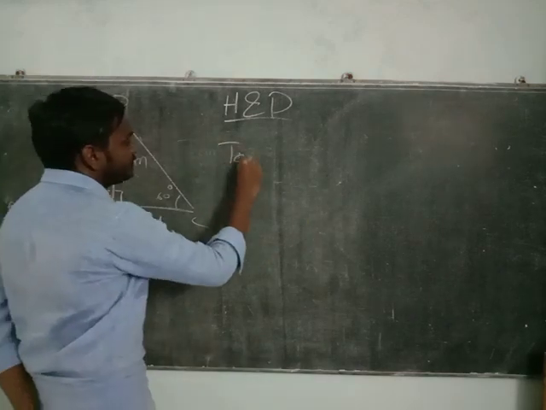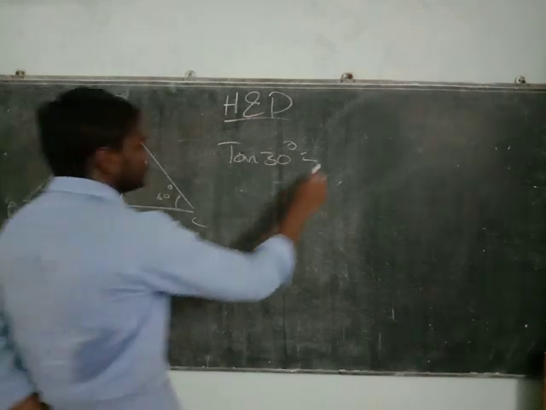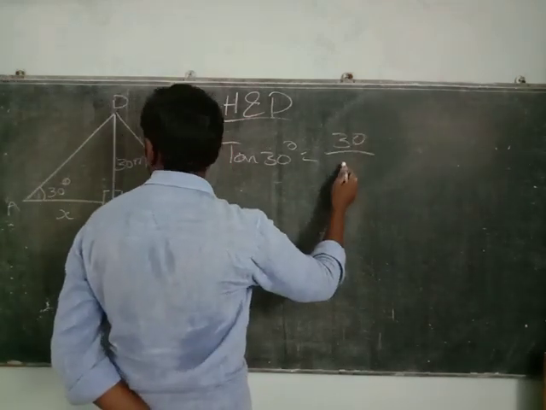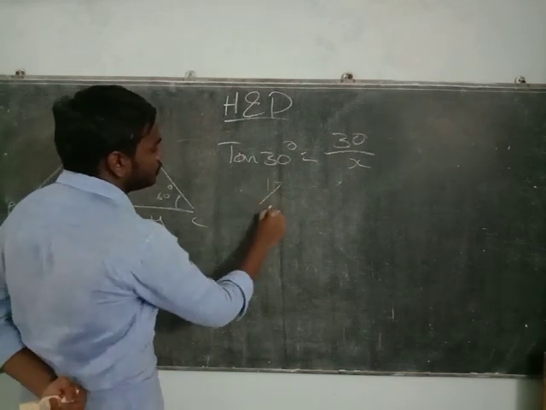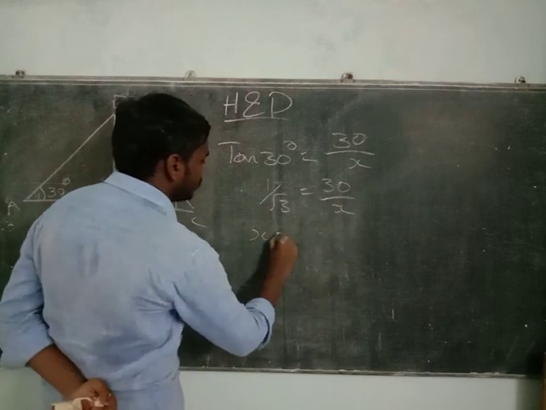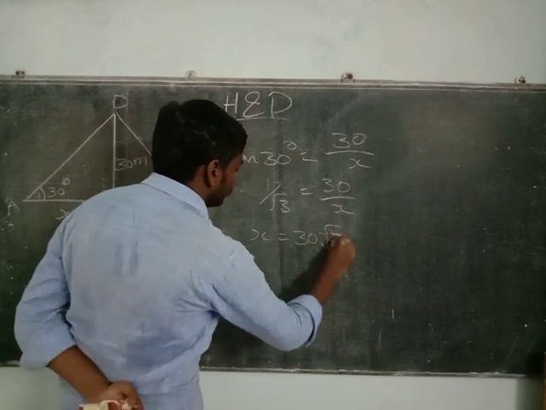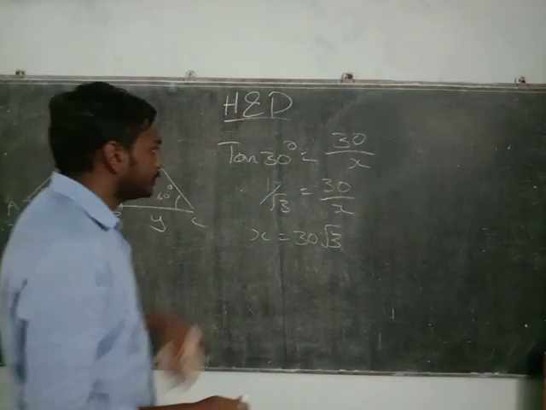Let me take tan 30 degrees. That is equal to opposite by adjacent, that is equal to 30 meters divided by the adjacent value x. So tan 30 is 1 by root 3, that is equal to 30 by x. x is equal to 30 root 3. The distance of A to the temple foot is 30 root 3.